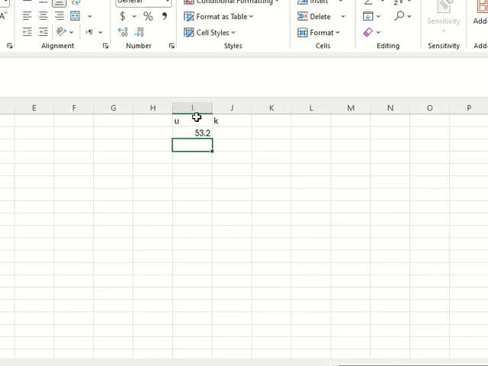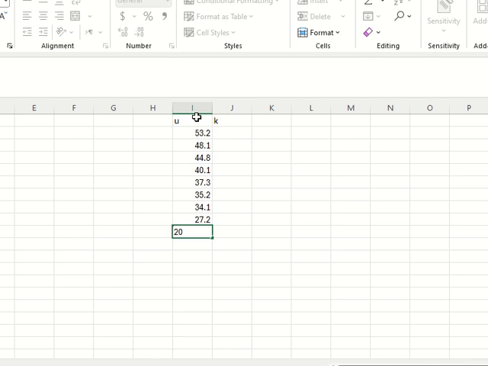Speed values: 53.2, 48.1, 44.8, 40.1, 37.3, 35.2, 34.1, 27, 27.2, 20.4, 17.5, 14.6, 13.9, 13.1, 11.2, 8.